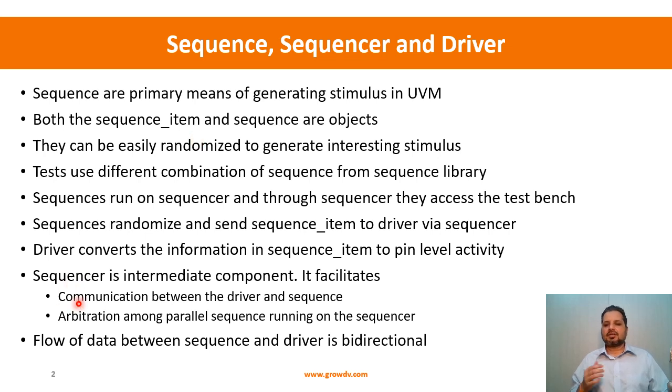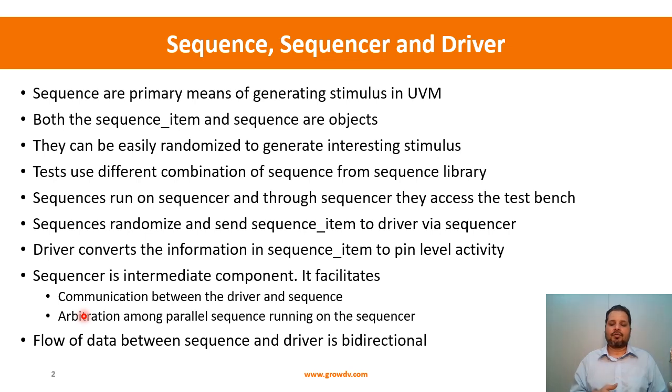Now, what's the role of the sequencer in all this process? The sequencer is an intermediate component, and it facilitates two things. One is that it defines the communication protocol between the driver and sequence, which is something that we will look at in much more detail. And then you can actually run multiple sequences parallelly on a single sequencer. Sequences can be run parallelly on different sequencers, but multiple sequences can also be run parallelly on a single sequencer, which can create a mix of traffic, and then the sequencer does the job of arbitration. There are different arbitration schemes that are provided as a part of the sequencer.